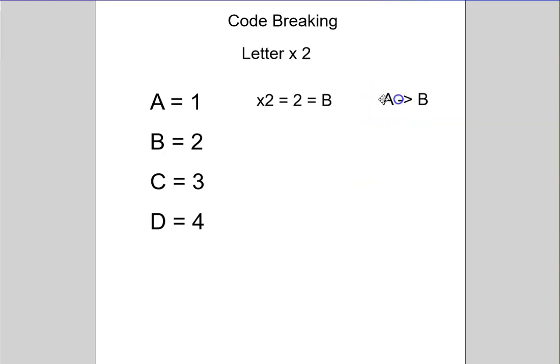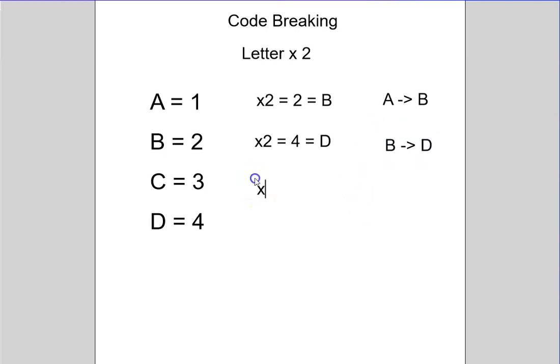We can do the same thing for the rest of these. If I think times 2, B is the second letter of the alphabet, and 2 times 2 is 4. The fourth letter of the alphabet is D. So now every B that I see is going to be coded as a D.